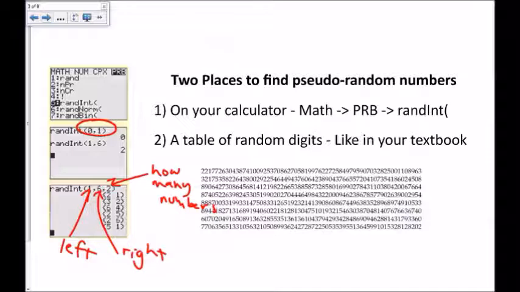The second way is by using a table of random digits, like the ones in your textbook. It's a string of random digits. It passes tests. There actually are tests for randomness, and there are tables of random digits. You should be able to do both of them, especially my AP students should be able to use both of these to generate random numbers and use those random numbers.